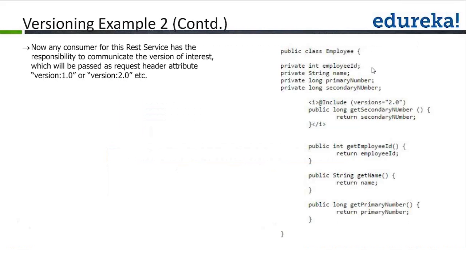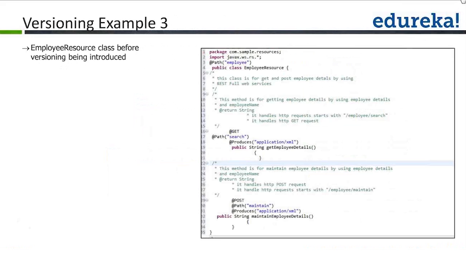And in version 2, what is happening? The client will still send the employee ID and employee name, but in the response it will get one additional field, which is the secondary number. And that is the importance of this annotation. This says if the request version is 2, please include this attribute in the response, which is the getter. The getter means you are getting the value. So this is the difference between these two versions of the service.